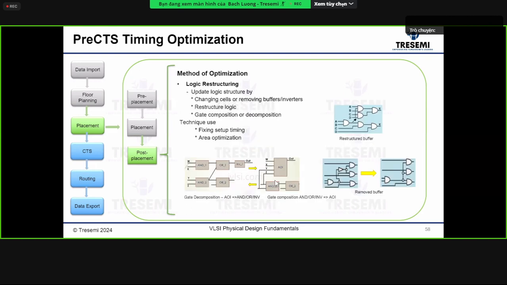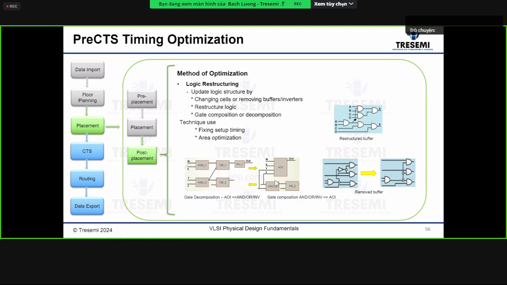Okay, next one is called logic restructuring. The tool is updating logic by changing cells or removing buffers and inverters. It can do what's called gate composition or decomposition. This technique is used to fix setup timing, and also does some area optimization, for reclaiming area. This is one example of logic restructuring. Originally you have this structure of a chain, and then it can restructure to a parallel one like this, rehooking it for a specific target. So it can restructure the logic.